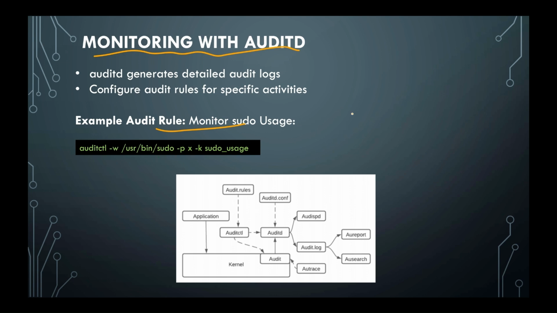You can use this command, auditctl -w /usr/bin/sudo, and this rule will trigger whenever the sudo command is executed, and you will be able to track who ran sudo and what command was executed with elevated permissions or privileges. Here you can see the audit rule deployed using auditctl, the auditd configuration, and so this is kernel-level logging.